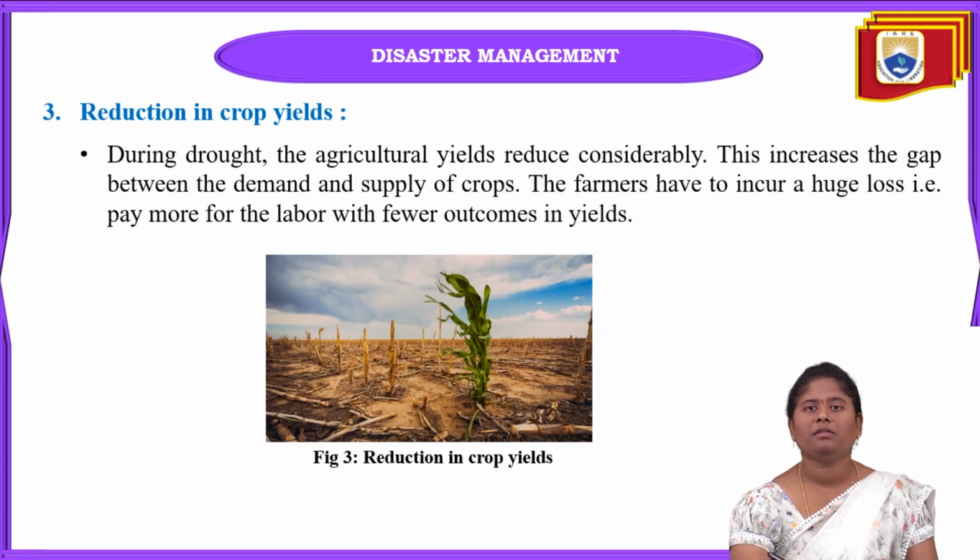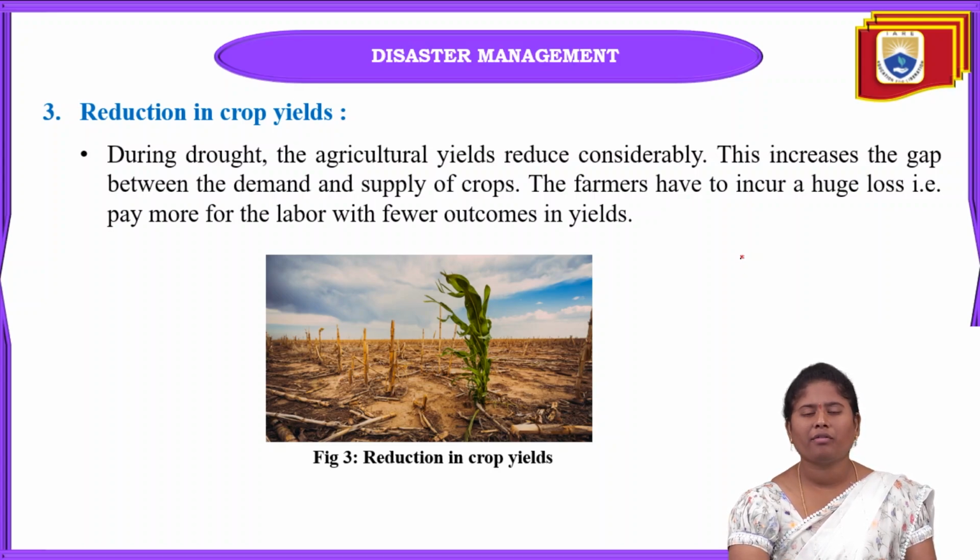And the next one is reduction in crop yields. During droughts, agricultural yields are going to be reduced. Why? Because if the water is not there, obviously there will be a reduction in the crops. If there is a reduction in the crops, food prices are going to increase. That will impact the economy of the country. And this also increases the gap between the demand and supply of that crop.